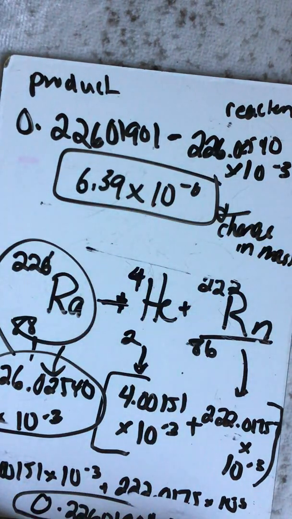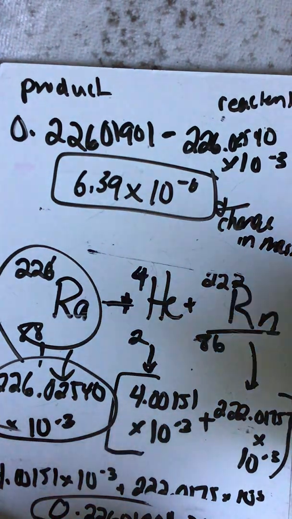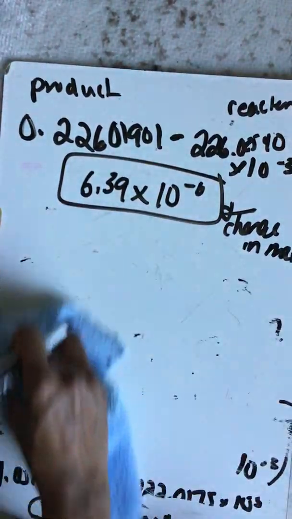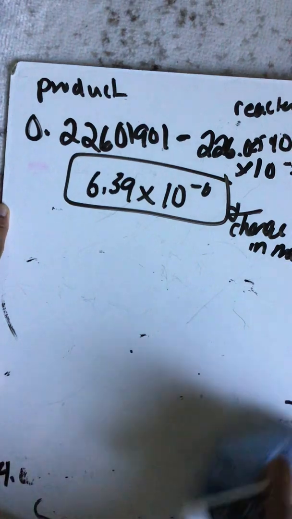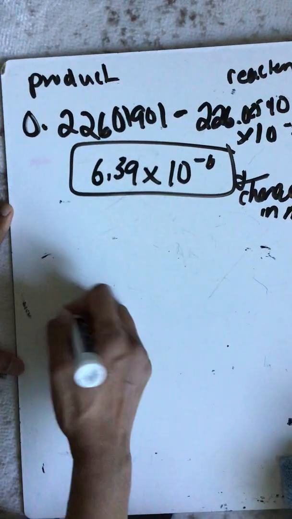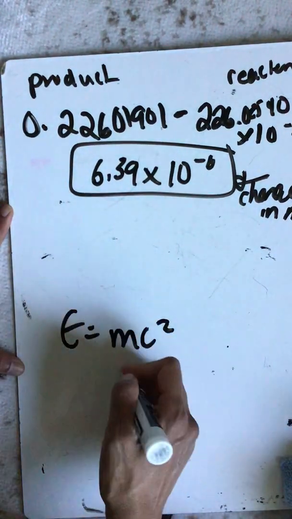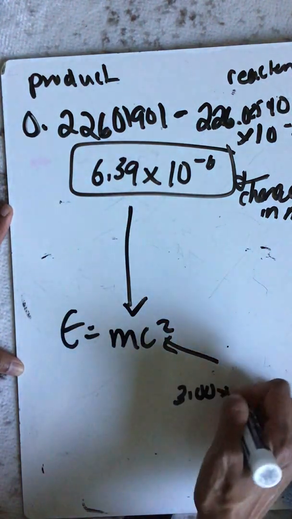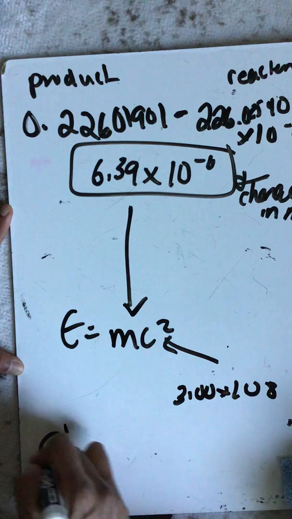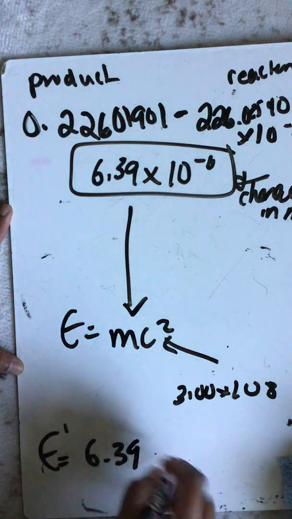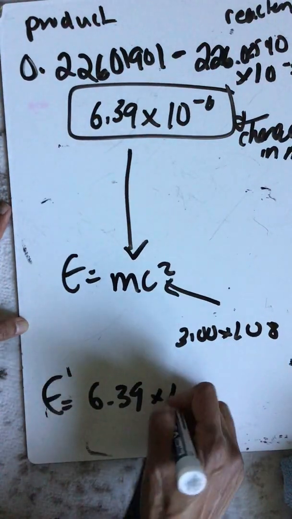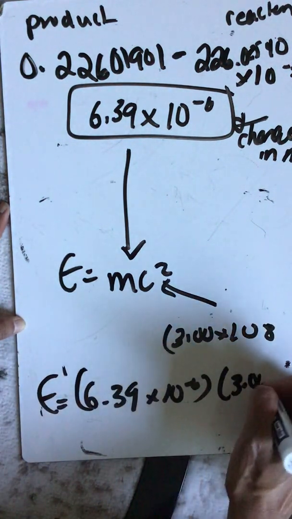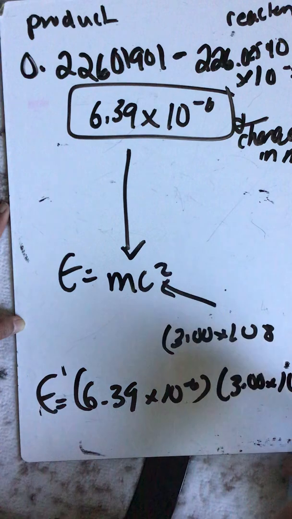So I calculated the change in mass by using the numbers on page 8. And then I do E is equal to mc squared. The change in mass is that number. C squared is 3.00 times 10 to the 8th. So that means E is equal to 6.39 times 10 to the negative 6 times c squared. You've got to square this number, 3.00 times 10 to the 8th. You've got to square it.